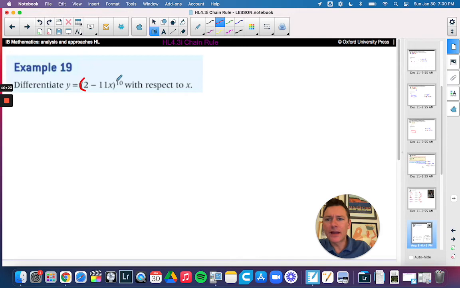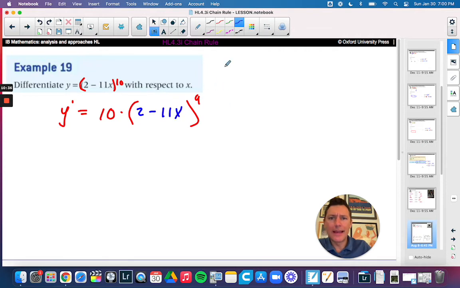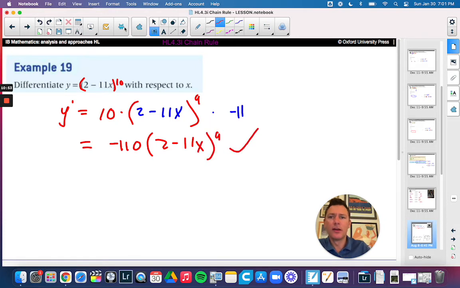Here's my outside function. If we're trying to take the derivative, we'd multiply the 10 in front, leave the inside and drop the exponent by 1. Leave the inside intact, and then later, at our leisure, multiply by the derivative of the inside, so negative 11. And then you could mash them both together if you really wanted to. So you call this negative 110 times (1 minus 11x) to the 9. Done.